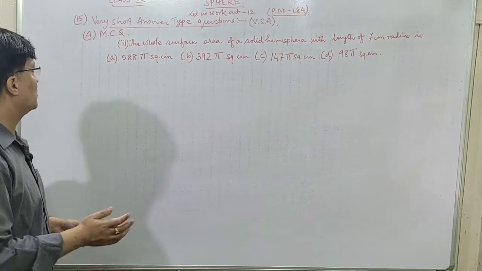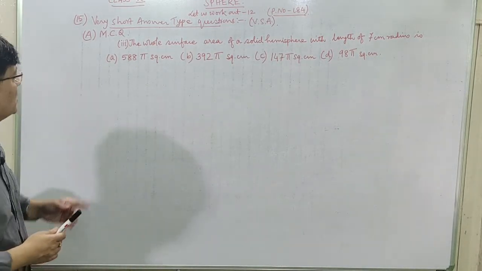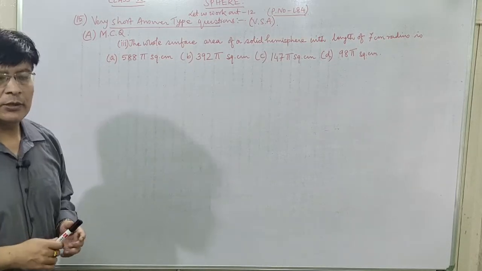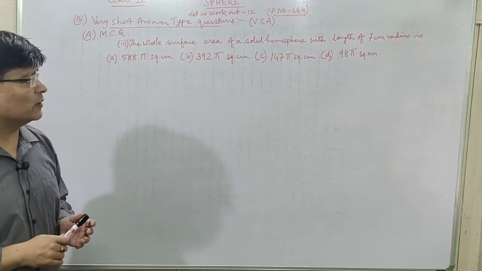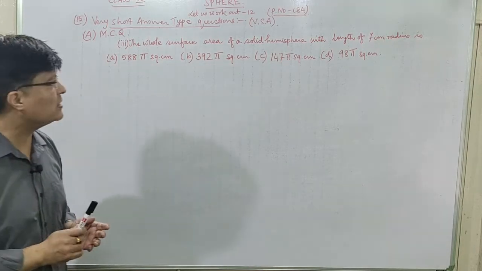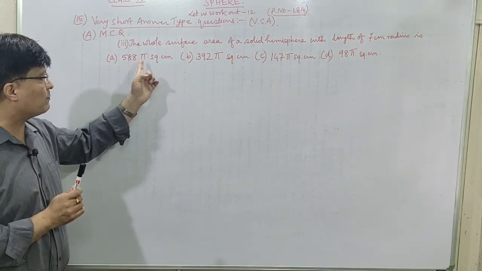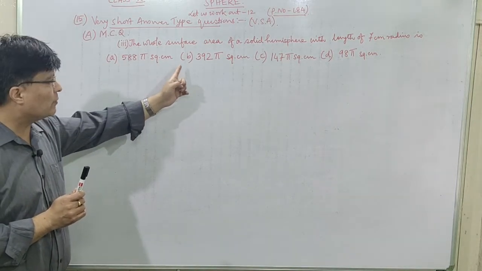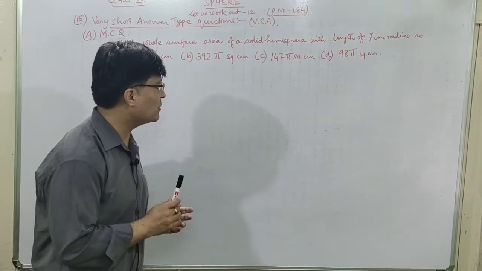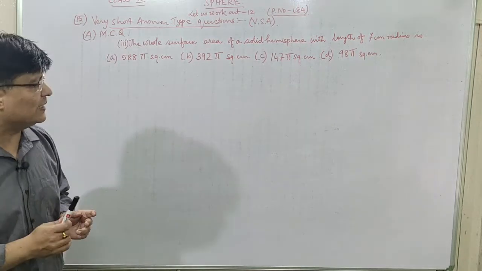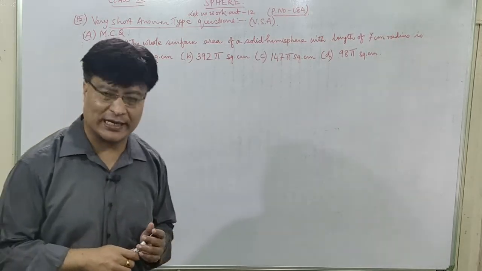So now we'll do the next question, that is question number 3. That is also from multiple choice question type. So question number 3 here is, the whole surface area of a solid hemisphere with length of 7 centimeter radius is, whether it is number A 588 pi square centimeter, number B 392 pi square centimeter, number C 147 pi square centimeter, and D 98 pi square centimeter. So which is the correct option? You have to check it.